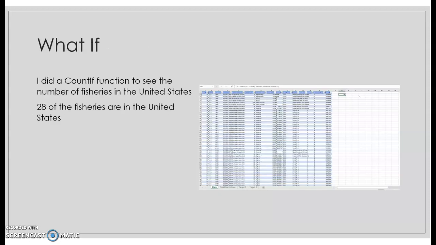So in my what-if function, I did a COUNTIF function to see the number of fisheries that are in the United States. And after I did the formula, you can see I did the range and then comma, quotation mark, United States of America, quotation mark. And it gave me that there are 28 fisheries in the United States.